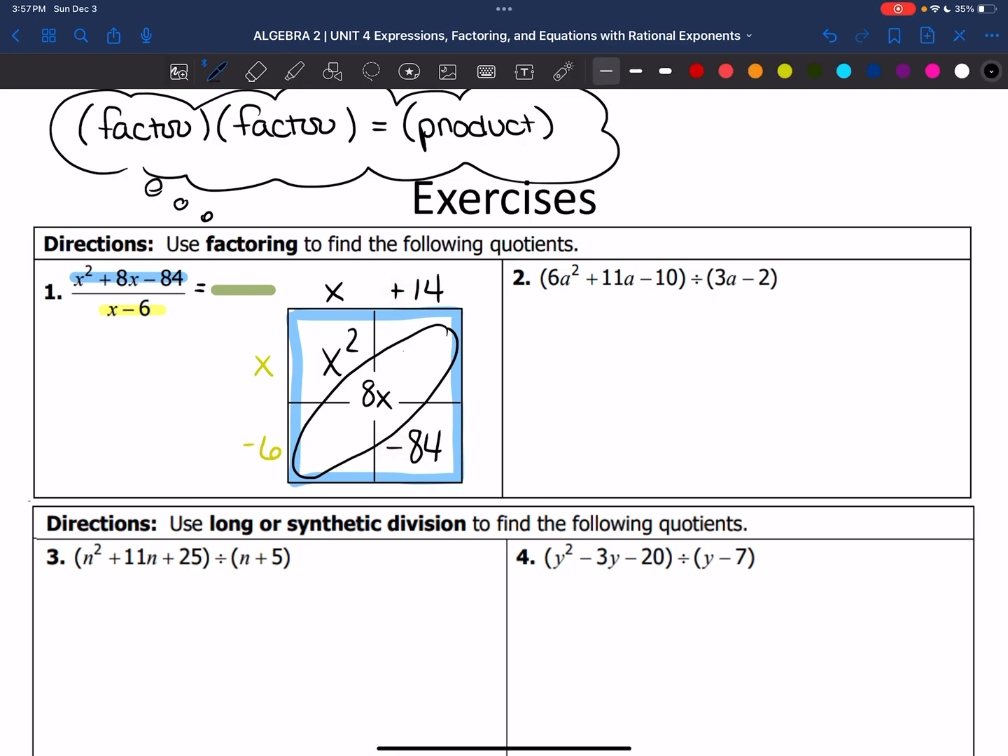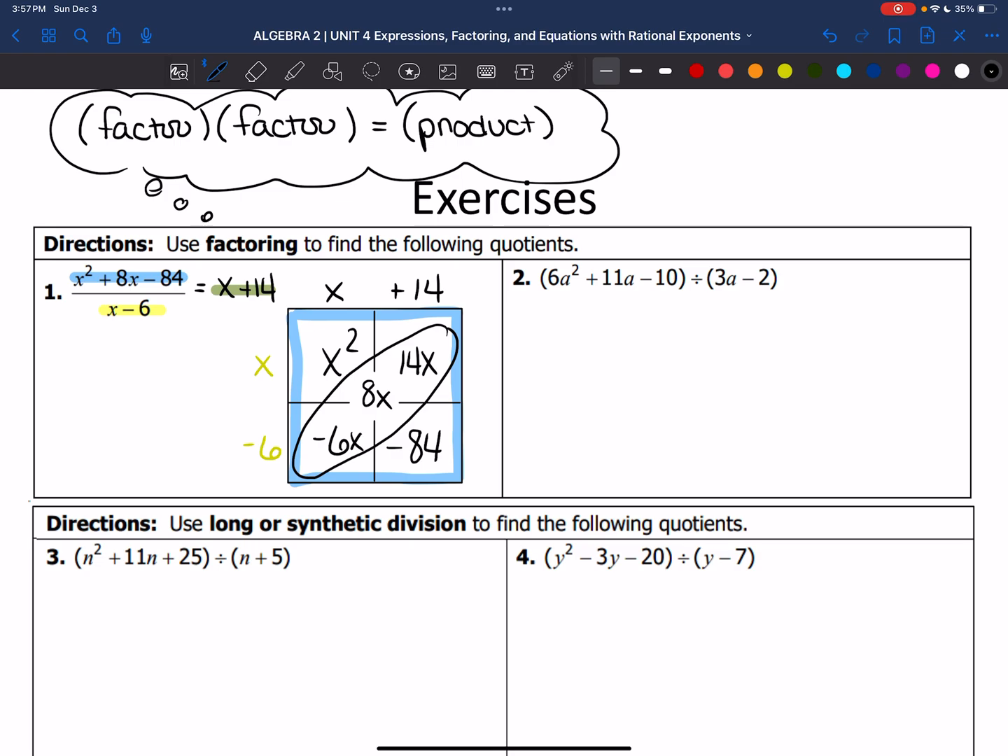Now check this out. This is really cool. Right here would be 14x, multiplying the 14 and the x, and the x and the negative 6. And when you combine those together, that is in fact 8x. So that, ladies and gentlemen, is our factor. That is the other factor. We were able to factor this to find our quotient, just like it said in those directions.